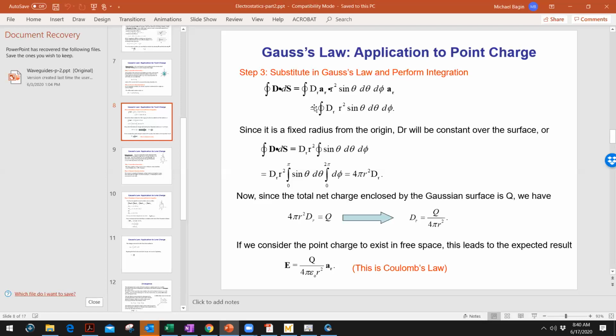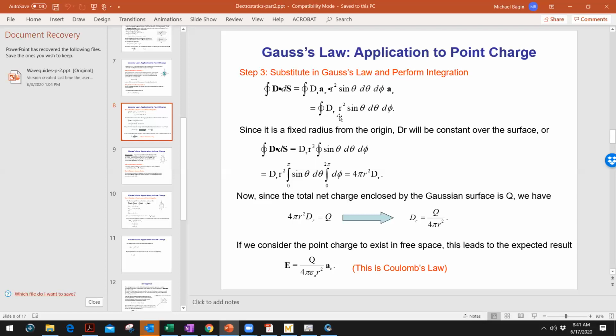A_r dotted into, for instance, a_phi: if you wrote the entire D field down, you would have a D in the phi direction, a_phi, and a D in the theta direction, a_theta. But when you dot that into a_r, it goes away. So the only thing I care about is D_r, a_r. This is what this dot product comes down to.